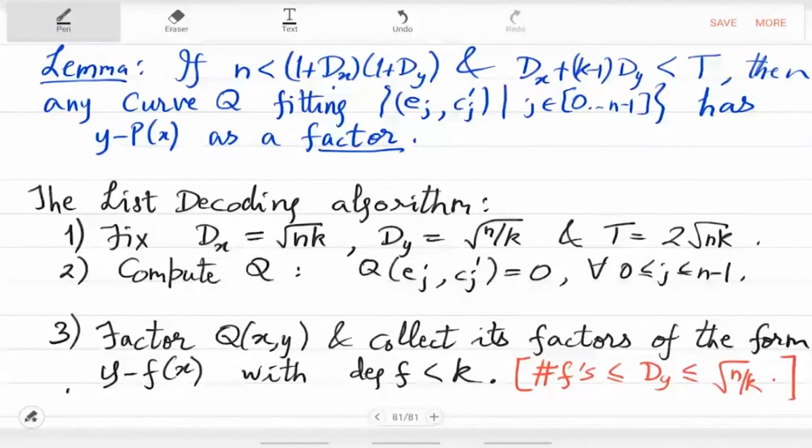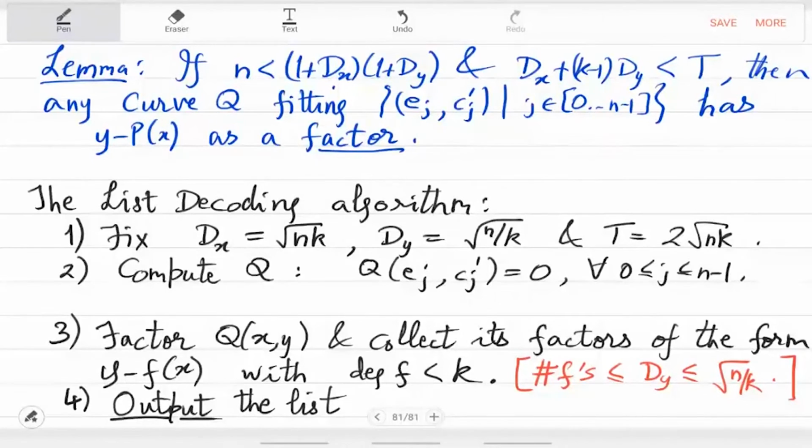So you just output these, that's the final step. Output the list F as above. That's the list which is output. Any questions about this algorithm?